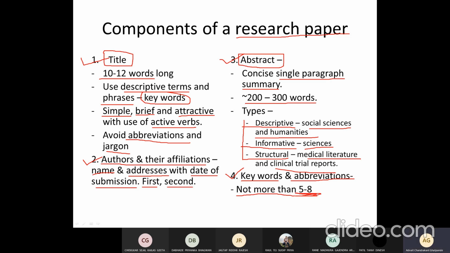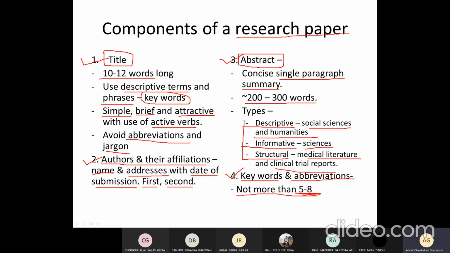Okay, so one should have to keep an eye whether you are writing minimum amount of keywords and abbreviations or not. Okay, so only those who are highly necessary for the research article should be taken. Okay, so that you will try to maintain the maximum limit of keywords and abbreviations.